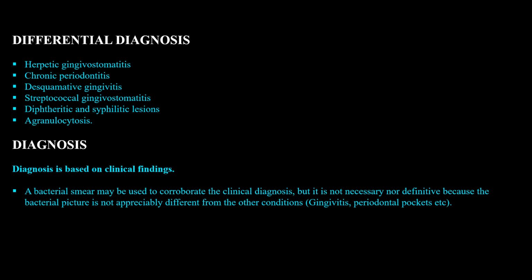The differential diagnoses include herpetic gingival stomatitis, chronic periodontitis, desquamative gingivitis, streptococcal gingival stomatitis, diphtheritic and syphilitic lesions, agranulocytosis. The diagnosis is mainly based on clinical findings. Bacterial smear, of course, can corroborate with the clinical diagnosis, but it is not definitive.